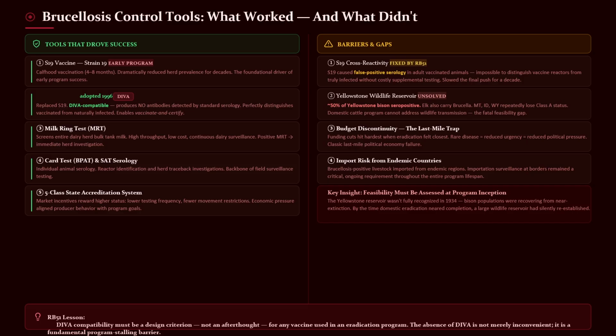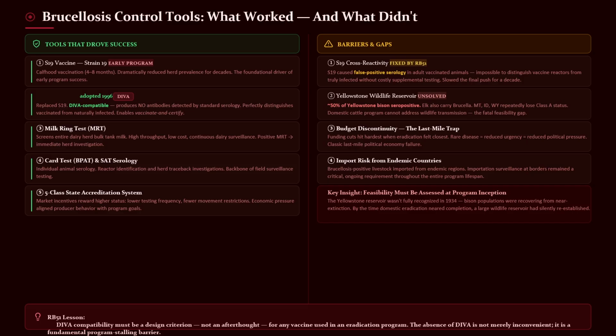By 2000, the continental United States was essentially free of brucellosis in cattle after nearly 70 years of sustained work. A remarkable achievement. And then Yellowstone. The Yellowstone problem is the textbook case study for why wildlife reservoirs are the single biggest obstacle to eradication, and it's absolutely fair game for your board's exam.